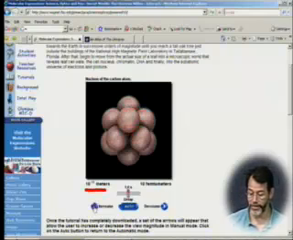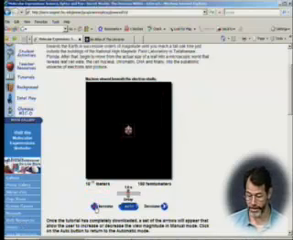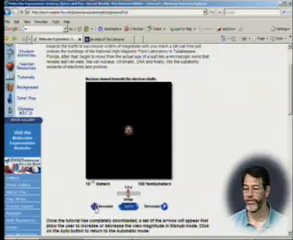The size scale is 10 to the minus 14 meters. So we'll zoom out again. And what you find is that most of the universe is empty space. So around this nucleus, there's just nothing. Nothing is there.